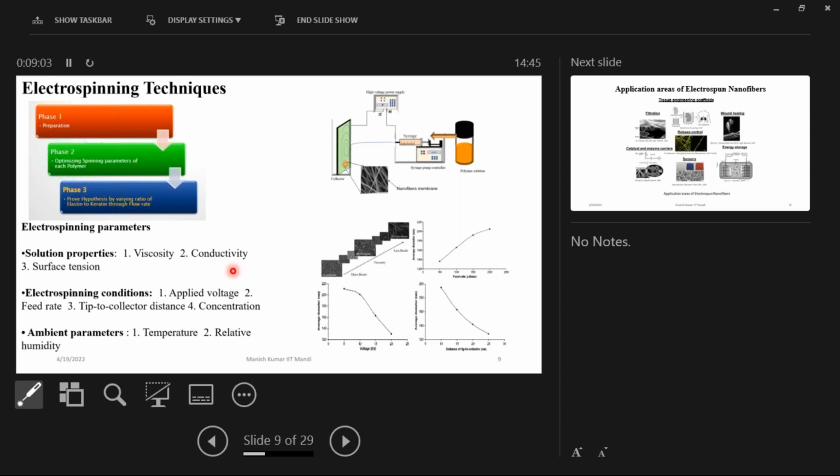And then next are conductivity and surface tension. These also play a very important role. And then the second phase is the spinning parameters.